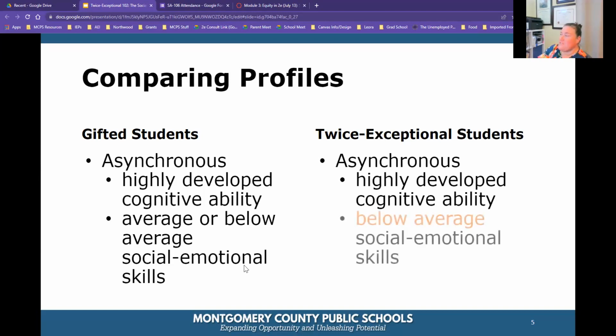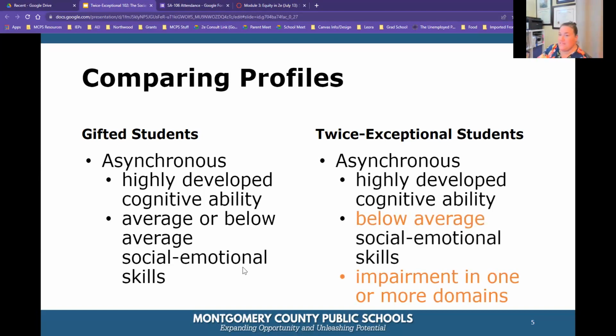When we talk about our twice exceptional students, we're talking about students that not only have that asynchronous profile, but whose social emotional skills tend to be below average. It's not just that they are developmentally appropriate for their age but their cognitive abilities are higher, but their social emotional development is not appropriate for their age. And so their social emotional needs are greater because they need to make up the distance as well as catch up to where their cognitive abilities are. And then we're also talking about the impairment in domains.